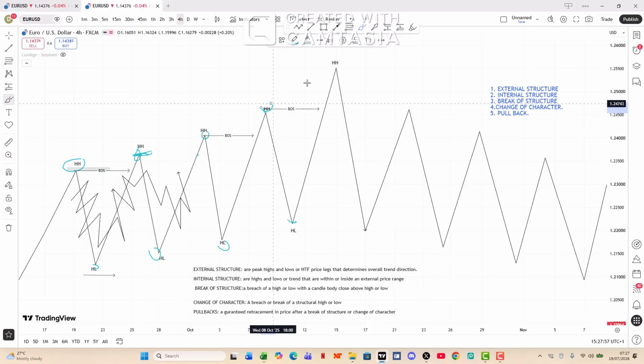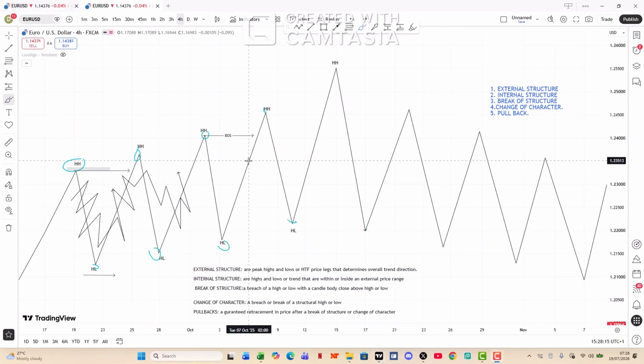Same goes to here, and let's say if some downtrend here and here also. All right. So we'll go to change of character.